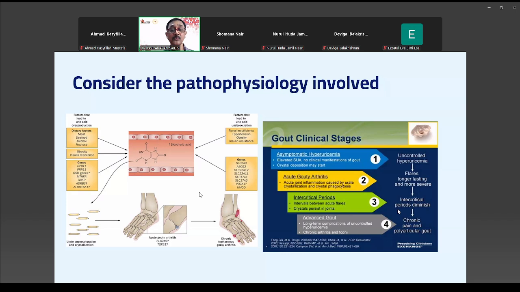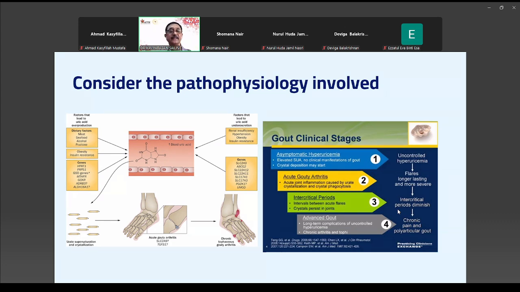So now we have managed to think of the pathophysiology. Now you're going to choose a specific therapeutic agent. Now I'm going to ask Dr. Lee Xiu Lin.